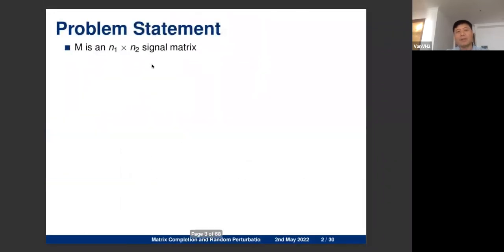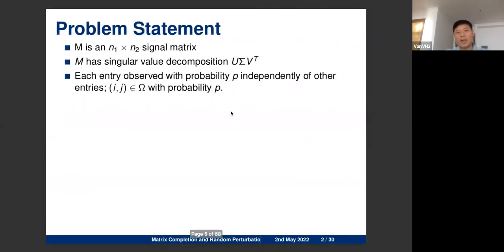Okay, so the mathematical statement is like this. We have a data matrix, which is typically not a square matrix. So N1 is a set of users, and N2 is a set of products, for instance. It has a singular value decomposition. And the problem is that we don't see every entry of this matrix. We see only a few of them, right? So it is sort of a random submatrix of the original matrix. Every entry is observed with probability p independently. Well, we assume that. And so we see only a p fraction of the entries.